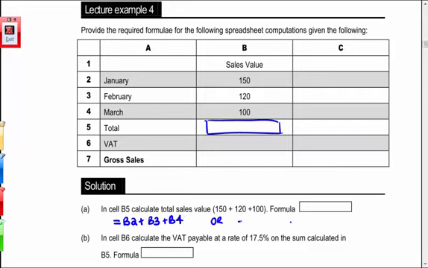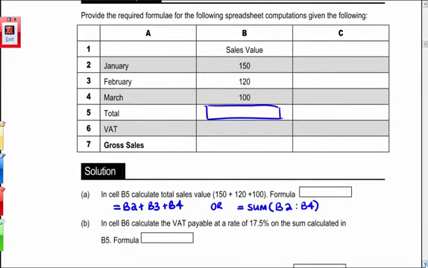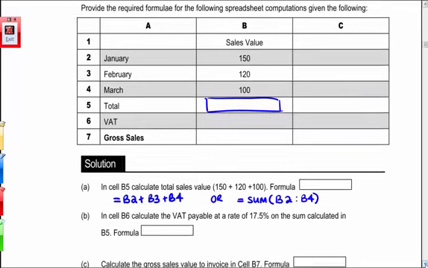As an alternative though, we could say equals the SUM, open brackets, B2 colon B4. What this means then is that anything between those 2 points will be added up. So the second option is particularly useful if we've got large amounts of information to add up. And both of those would be deemed correct in the exam.